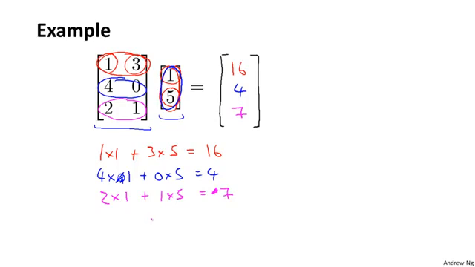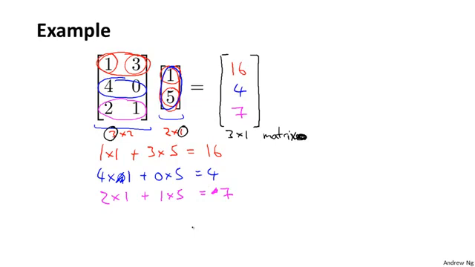Okay? And it turns out that the result of multiplying a 3 by 2 matrix by a 2 by 1 matrix, which is also just a two-dimensional vector, is going to be a 3 by 1 matrix. So that's why I get a 3 by 1 matrix. In other words, a 3 by 1 matrix is just a three-dimensional vector.